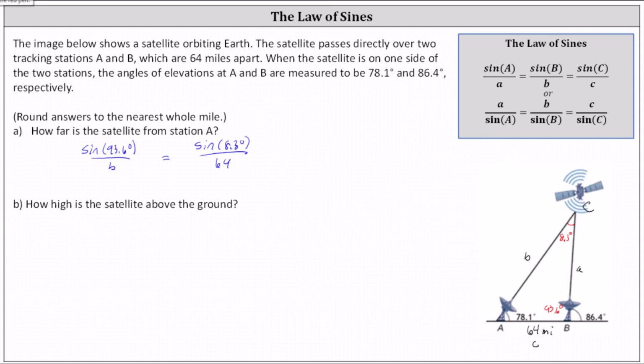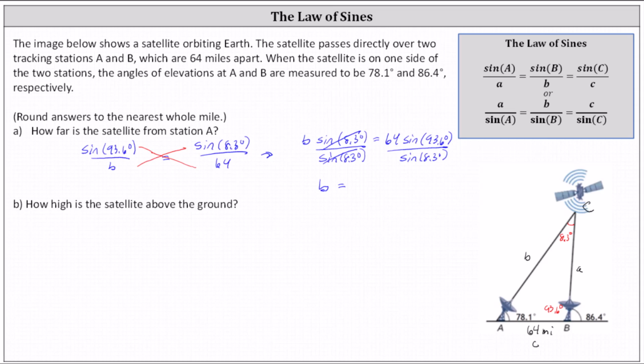Let's go ahead and cross multiply, which gives B times sine of 8.3 degrees equals 64 times the sine of 93.6 degrees. And now to solve for B, we divide both sides by the sine of 8.3 degrees. Simplifying, sine of 8.3 degrees divided by itself simplifies to 1. We have B equals 64 times sine of 93.6 degrees divided by the sine of 8.3 degrees.